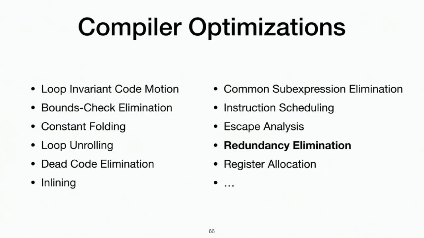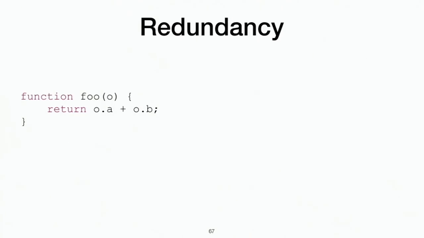All right, so let's talk about the other optimization. This is redundancy elimination. First question is, well, what is redundancy in this case? So let's say we have this function that's fetching 2 properties and adding them together.